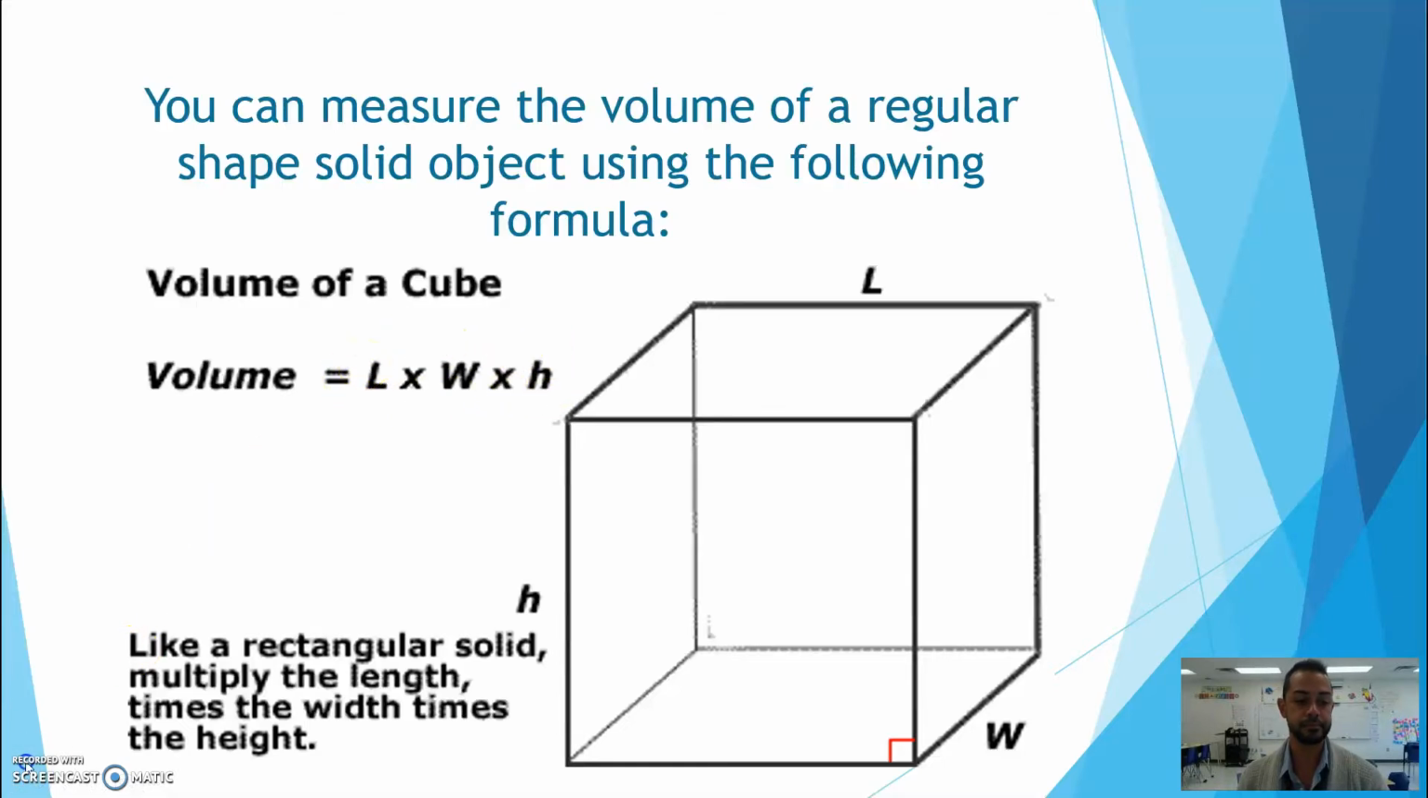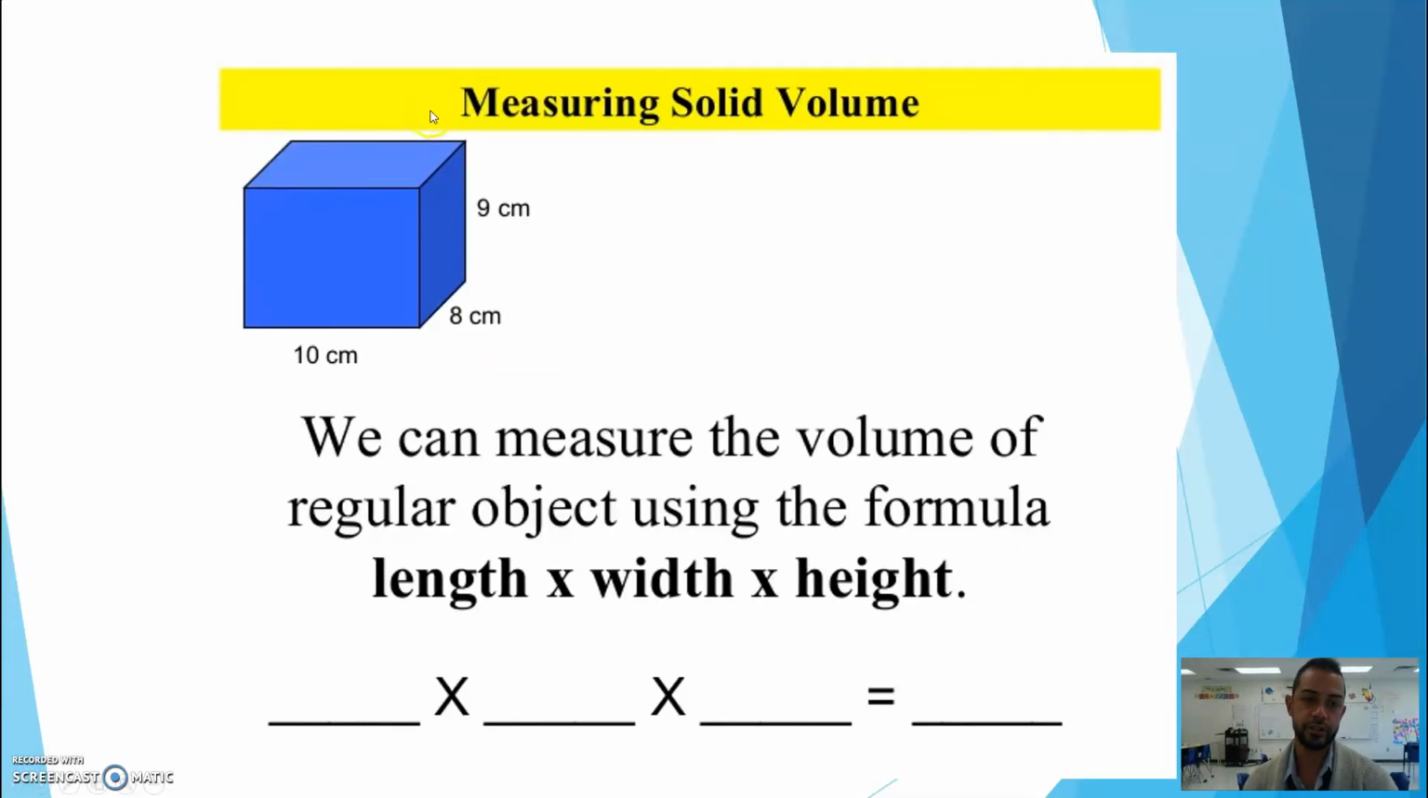Okay, let's measure the volume of this regular shaped object. Do you know which object this is? It's a rectangular prism, right? The length is 10 centimeters, the width is 8 centimeters, and the height is 9 centimeters. Remember the name and the last name. That is a clue that we have in the classroom, right? Okay, so again, we can measure the volume of a regular object using the formula length times width times height, right?